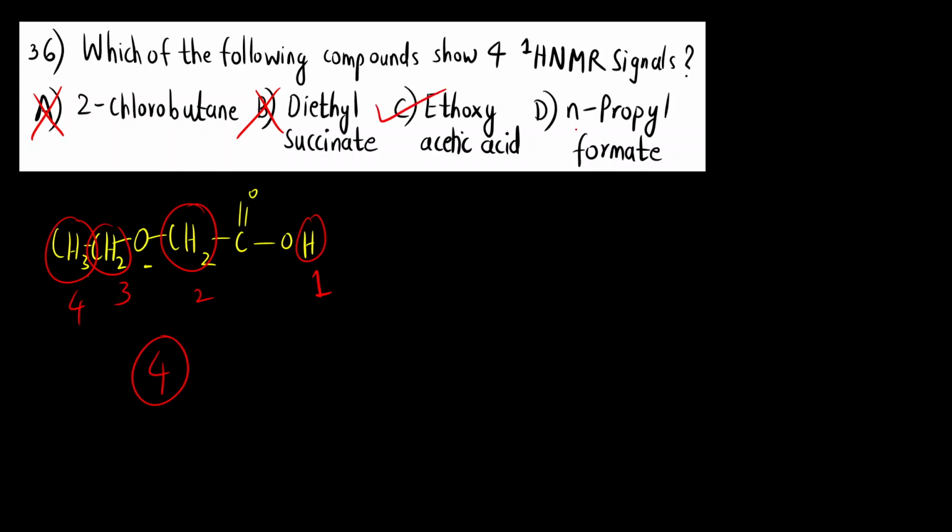The option is correct. N-propyl formate. Formate means formic acid. Draw formic acid first. Okay, formate means here an ester group is present. N-propyl. N-propyl means CH2, CH2, CH3. This is N. N means normal chain. Normal means straight chain.